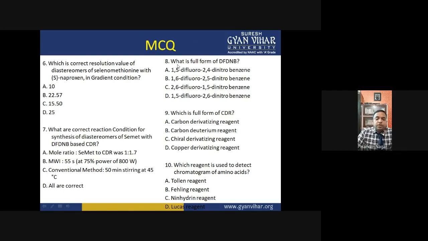And question number 8, what is the full form of DFDNB? So 1,5-difluoro-2,4-dinitrobenzene is the correct option. What is the full form of CDR? This is chiral derivatizing reagent. The option is correct. And which reagent is used to detect chromatograms of amino acids? Ninhydrin reagent is used to detect chromatograms of amino acids. So these are the MCQs.